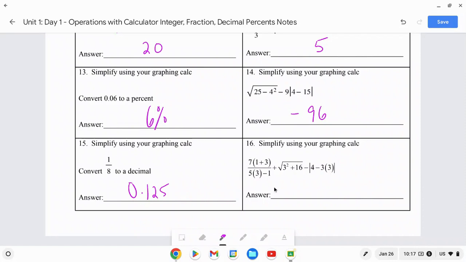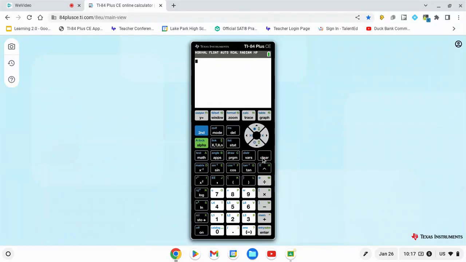This reviews everything we've learned: fractions, square roots, exponents, absolute value bars. So let's take our time when we're typing this in because it is a long one. So first I'm going to get a fraction. So I'm going to go to alpha y equals and then enter. And then I'm going to do 7 parenthesis 1 plus 3, close the parenthesis. To get to the denominator, hit the down arrow, and you're going to do 5 parenthesis 3, close the parenthesis, minus 1.